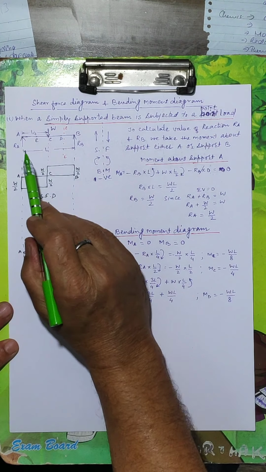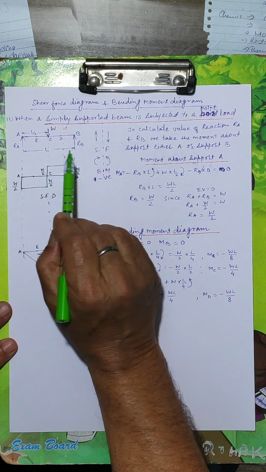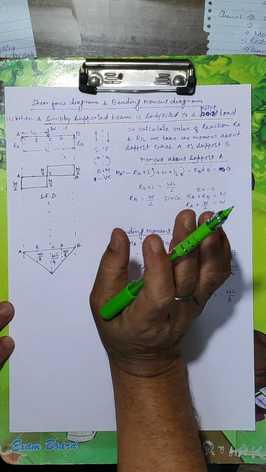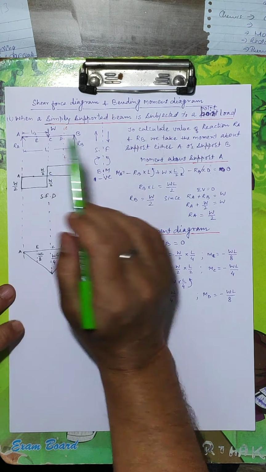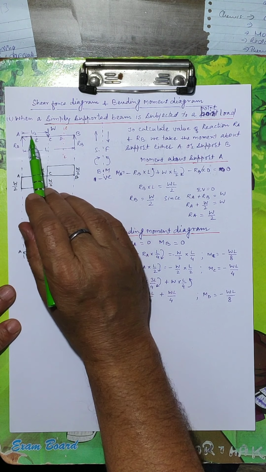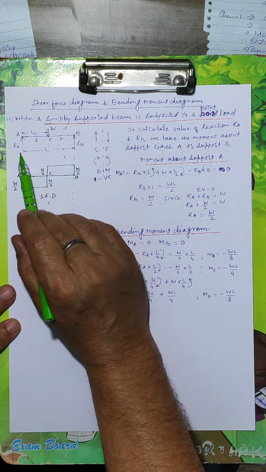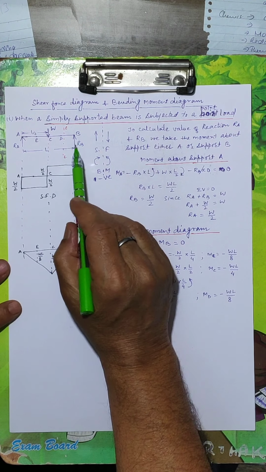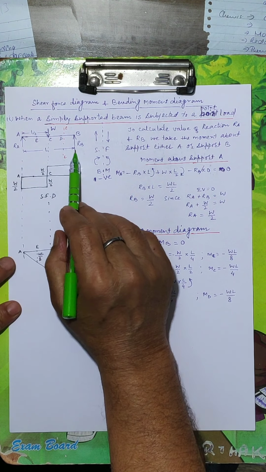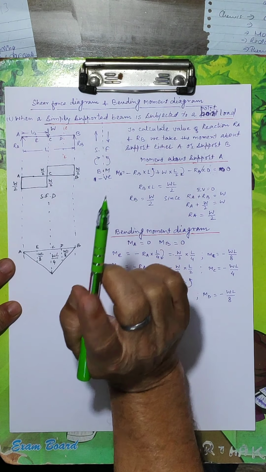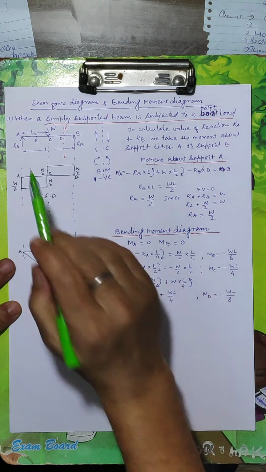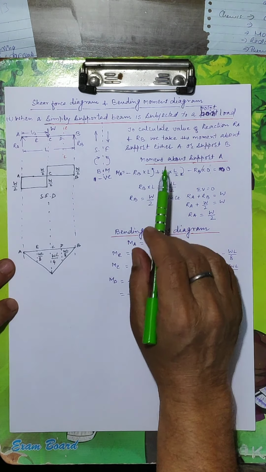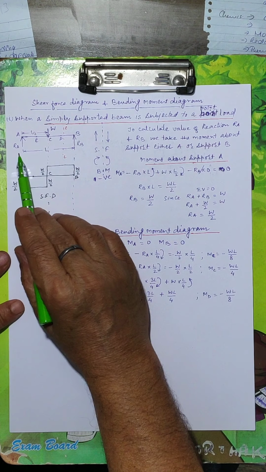Then we have to calculate the reaction values RA and RB. Whatever the total load on the beam is, it is supported by the two supports RA and RB, and the values of RA and RB have to be calculated first. These are called reaction at A, RA, and reaction at B, RB. How can we get these reaction values?